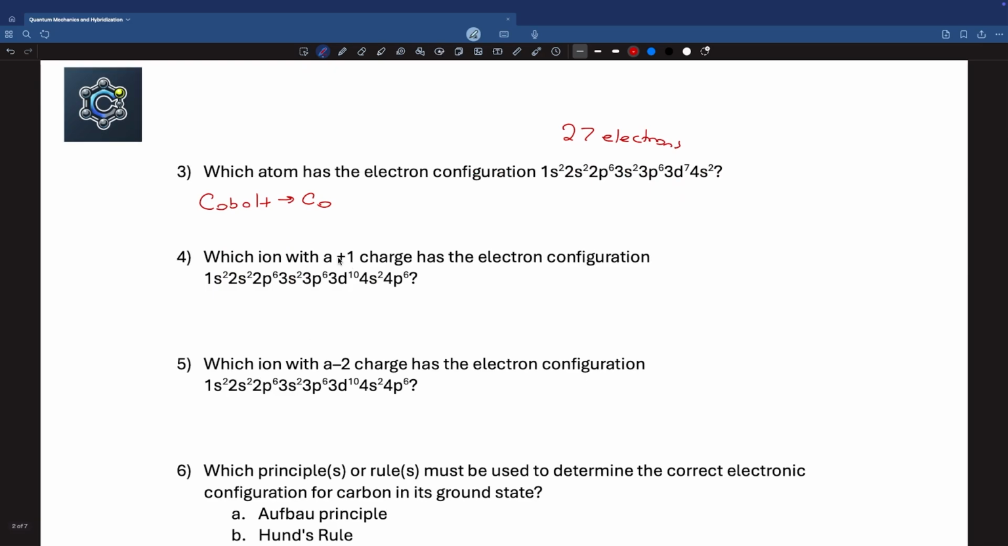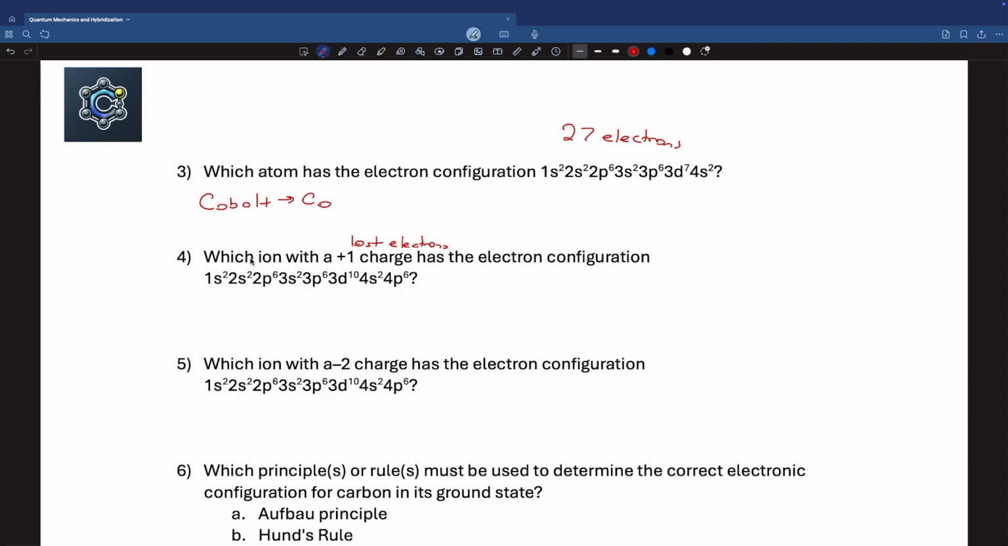Which ion with a positive 1 charge has the electron configuration below? Positive 1 charge means that it lost an electron. And so if we count this up and then just add an electron, we'll be able to find the original element and then just add a positive 1 charge.